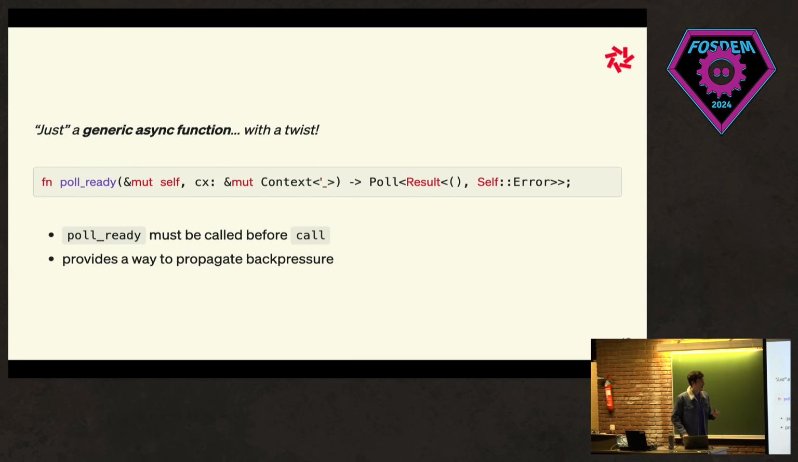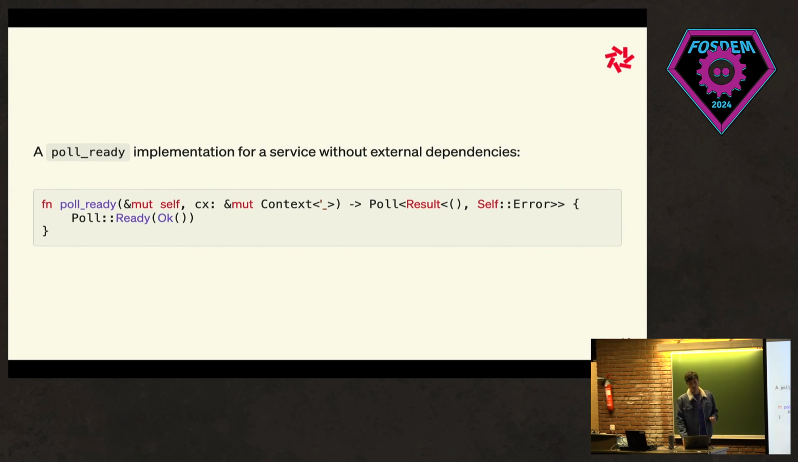With a little twist, you have that additional poll_ready function that needs to be called once before calling call, and it provides a way to apply back pressure to the caller. So the poll_ready implementation for a service without any external dependencies, like the hello service that we're going to define, is really simple. Poll_ready always returns ready and returns Ok. If you're implementing something else and it's not ready, you return Pending.